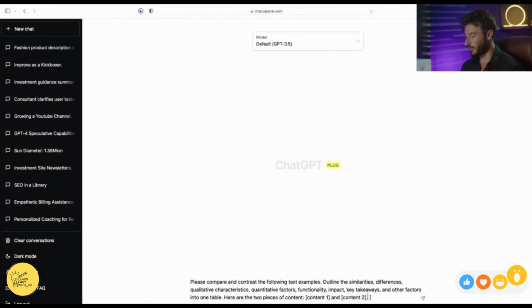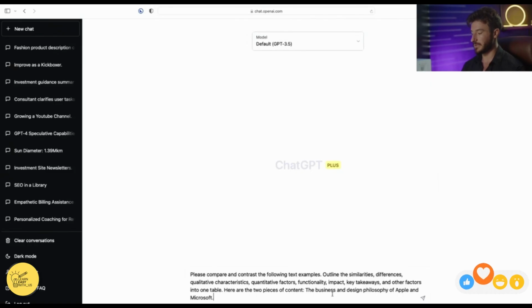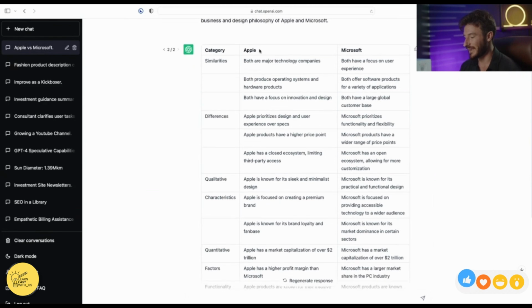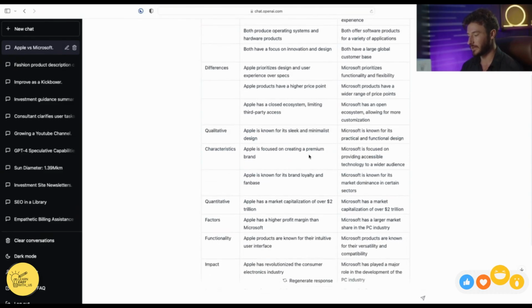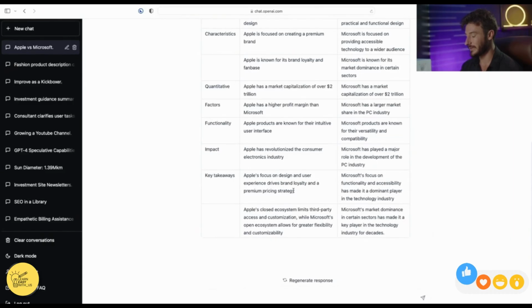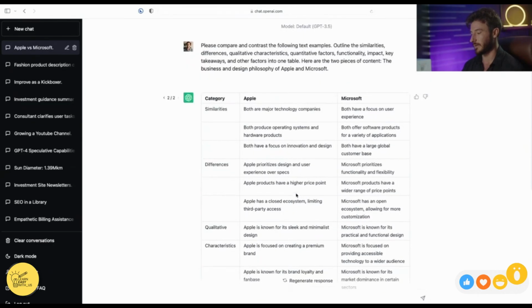So let's take our prompt formula and let's put in our first example. So we want to know the key differences and similarities between the design philosophy and business of Apple and Microsoft. And because we asked ChatGPT to put everything into one table, aka tabular format, here we have a list of the similarities between the two, the differences, qualitative characteristics, quantitative factors, functionality, impact, and key takeaways. Now, this is a lot of information that we can easily digest because of the way it's formatted.